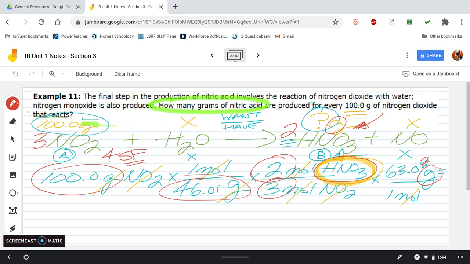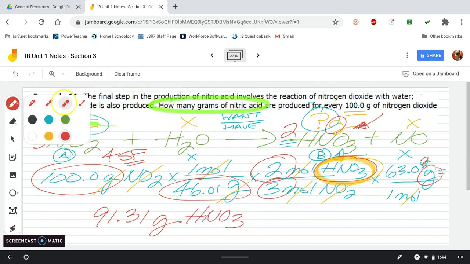So if you come over here, that's 4 significant figures. Nothing else matters in significant figures because these are all conversion factors. So sig figs, conversion factors don't count. So our answer will have 4. So we're going to go with 91.31. There's 4 sig figs, grams of nitric acid. And that would be our final answer.